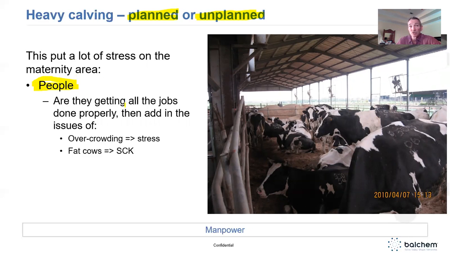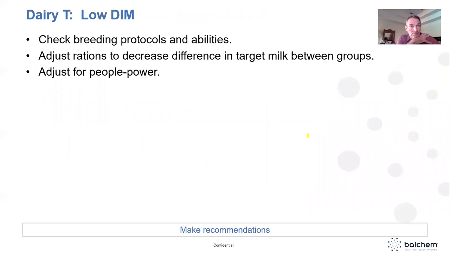Then you add on additional issues. Number one, you've got overcrowding. I showed this picture earlier, showing it again here, just packed in here, the additional stress on the cows. And that's going to come into milk production, or a decrease in milk production later. Also, if we're bringing those fat cows in, like we showed, that's going to lead to subclinical ketosis and more of these metabolic events. So we've got to make sure the manpower is okay. So in this case, check breeding protocols, adjust rations, and adjust for people power.